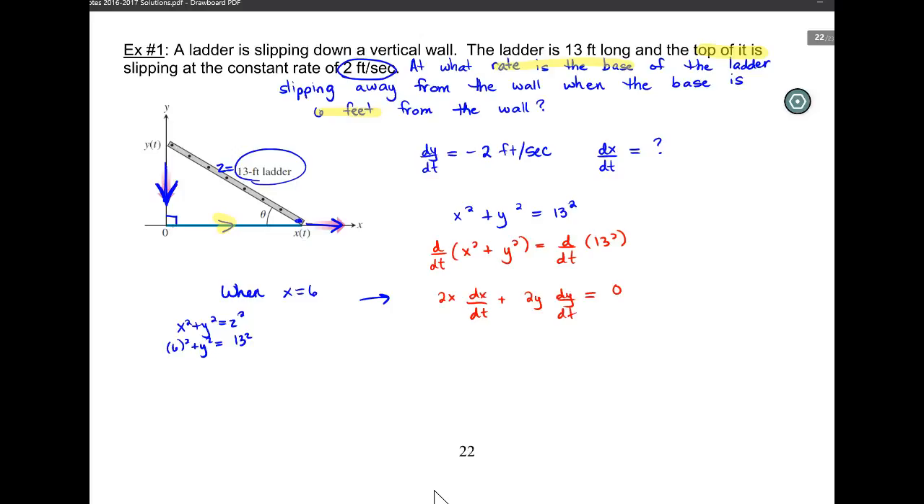We get y is square root of 133. So now I think I have everything that I need to substitute in. So I have 2 times x, so that's 6, dx dt, that's actually what we're trying to find, so I'm just going to leave that, plus 2 times y, which we said is root 133, and then dy dt is -2. So I have 12 dx dt equals, and then this will be negative 4 root 133. Move it to the other side.